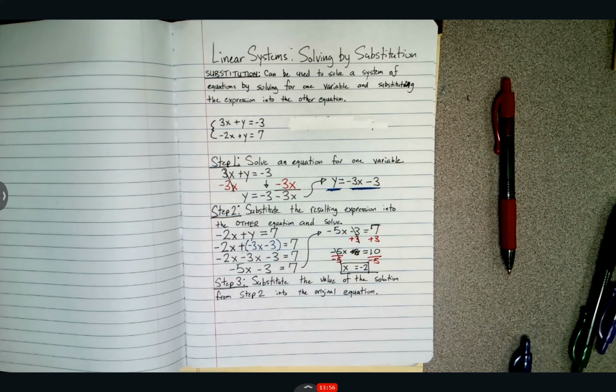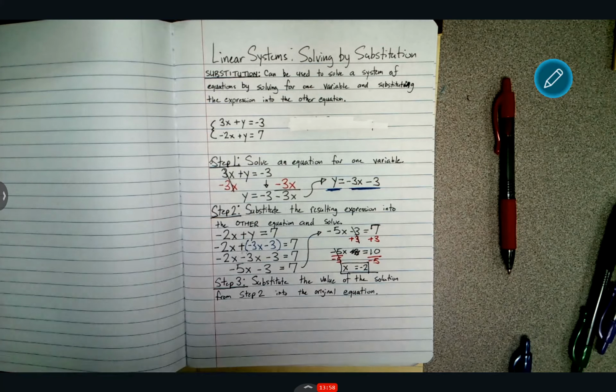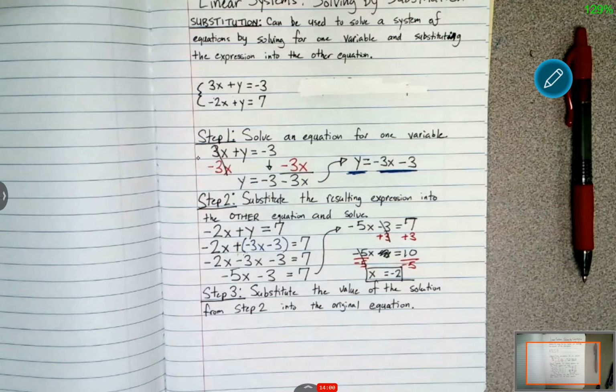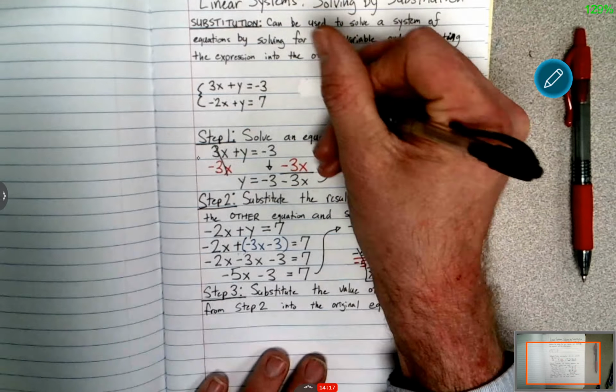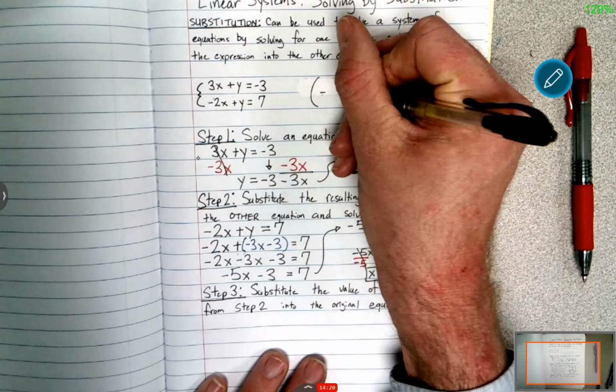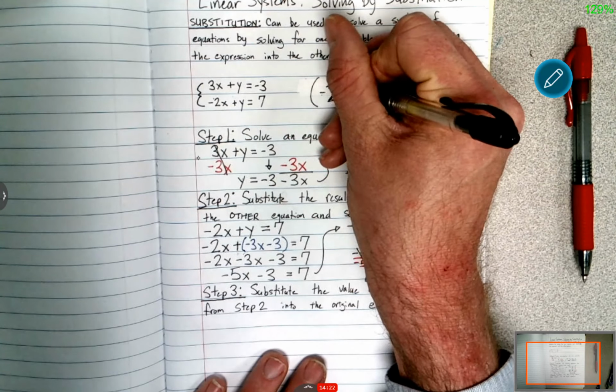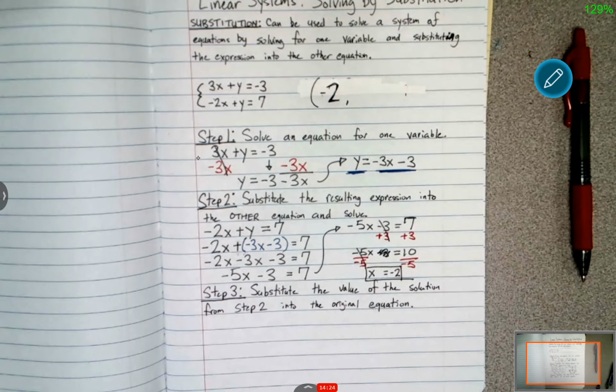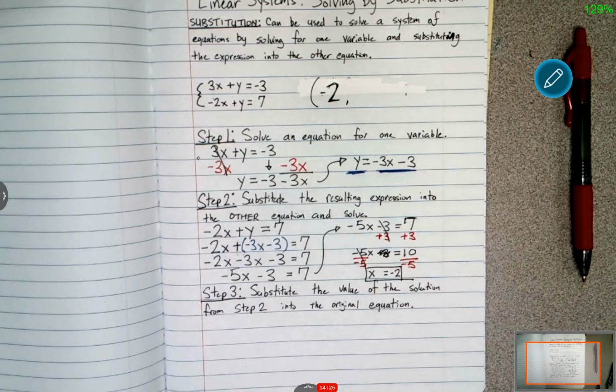So now I know that in this system of equations, these two equations are equal to each other when x is equal to negative 2. So if I plug in negative 2 into both of these equations, they're going to output the same y value. So I've already found half of my answer. Negative 2 is the first half of my answer. I just need to find the y value.